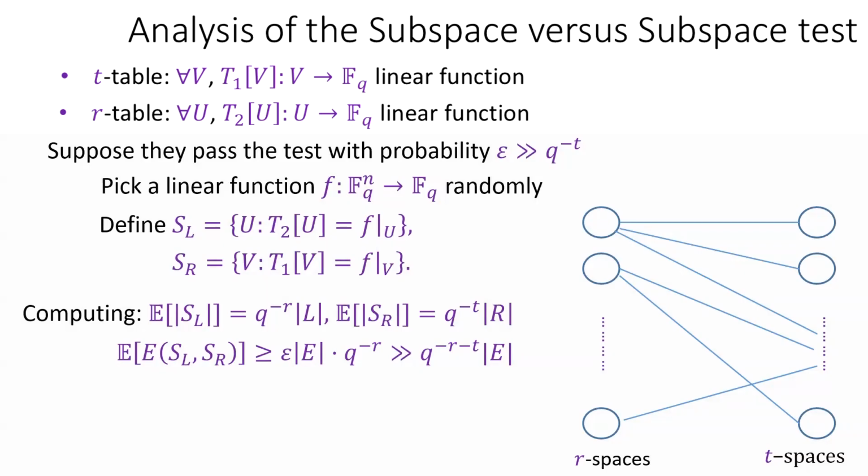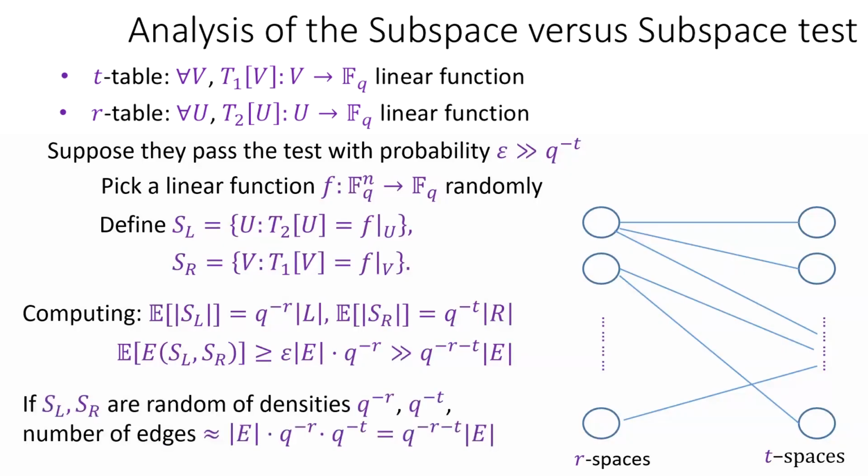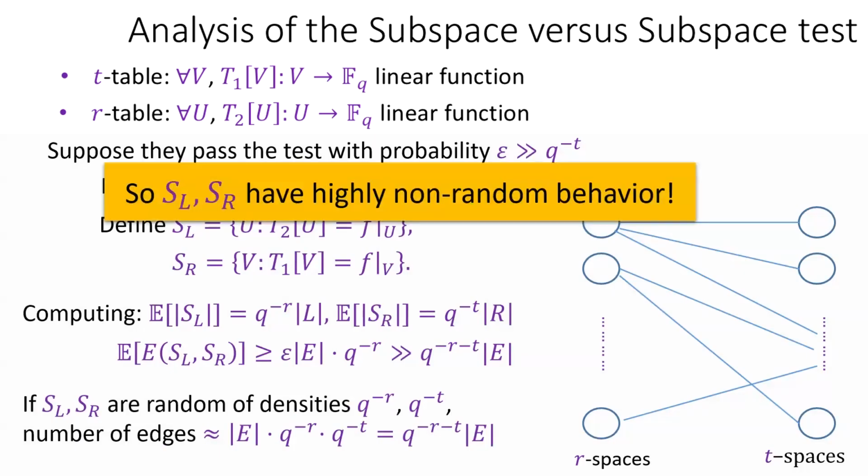But now you can think, I have two random looking sets of these densities. How many edges would I have expected to have between them? If they're completely random, I would expect E times density many edges, which is this number. But the number that we got is much higher than that. So our SL and SR have substantially more than random looking edges. So this suggests that something should be happening there. And this is indeed the hook. This is where we start seeing that T1 and T2 cannot look completely random. They have to have some structure inside them.